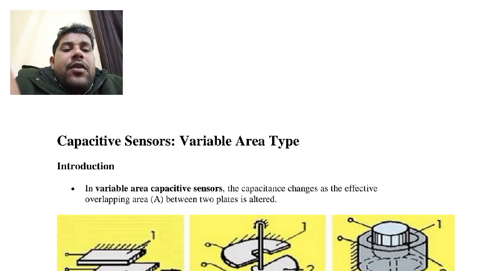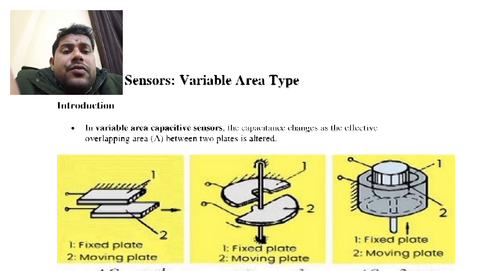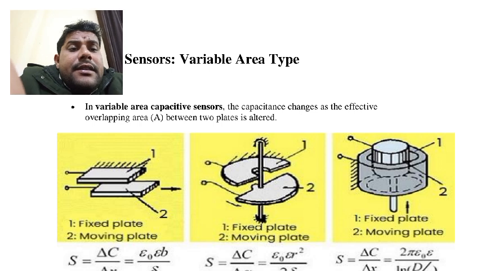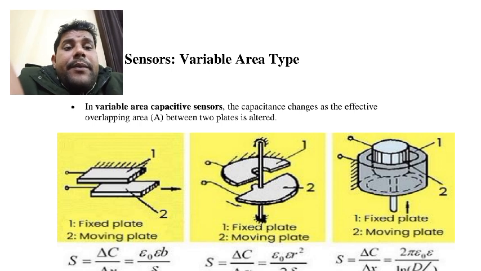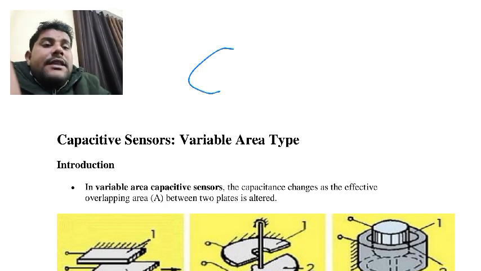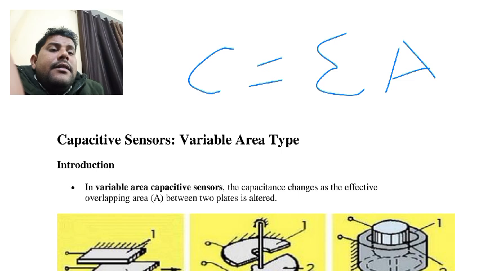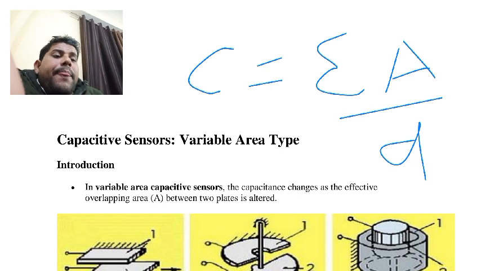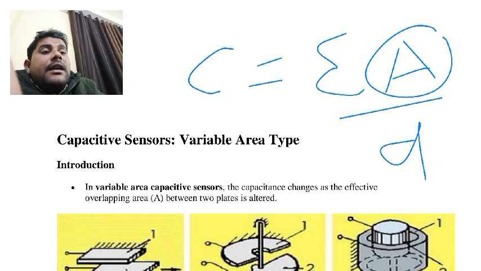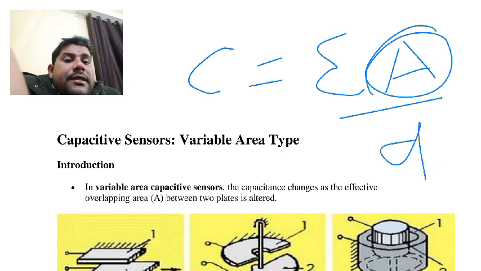Touch screen. Second is the capacitive sensor, variable area type. In the variable area type capacitance sensor, the capacitance changes because the effective overlapping area is changed. Right now we were changing the distance, in C equal to epsilon A by d. In the above equation we are changing the distance. Now we will change the overlapping area between them, so the capacitance will change on this principle.